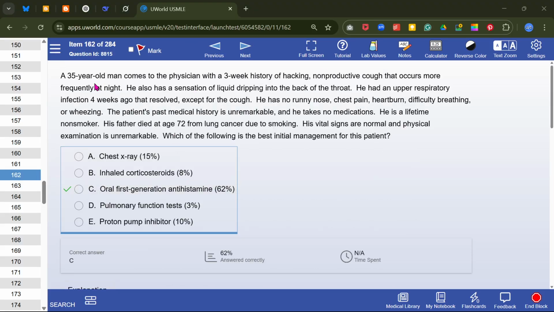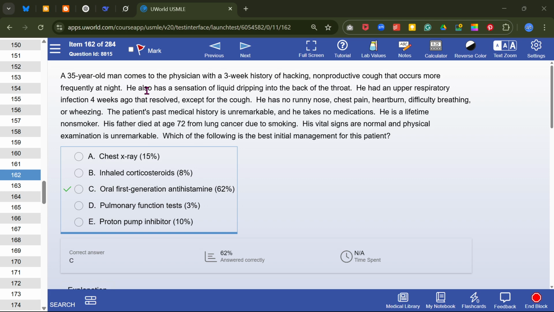Okay, look at this question. This 35-year-old man comes to the physician with a 3 week history of non-productive hacking cough that occurs more frequently at night. He also has a sensation of liquid dripping into the back of the throat. He had an upper respiratory infection 4 weeks ago. Except for the cough, he has no runny nose, chest pain, heartburn, or difficulty breathing. The patient's medical history is unremarkable. He is a lifetime non-smoker. His father died of lung cancer. Which of the following is the best initial management for this patient?